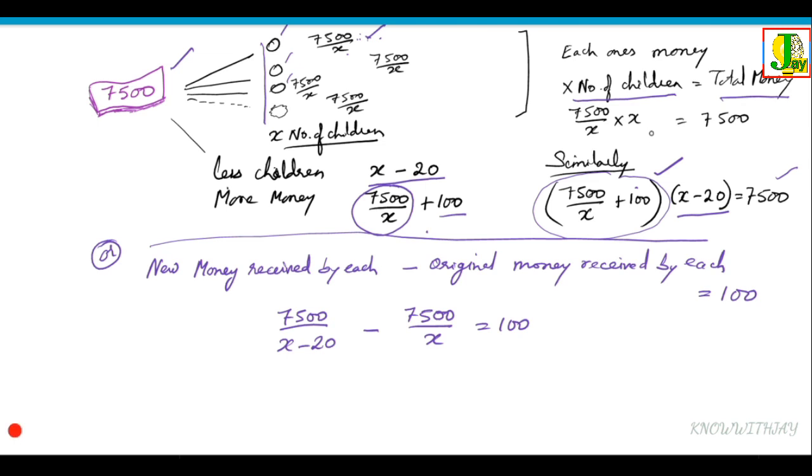Now I prefer the second way. Here we are going to compare the money for each one. The new money received by each, when we subtract the original money received by each, what is the difference? We get rupees 100. So the money when there are fewer children is greater than the money when there are more children. By how much?